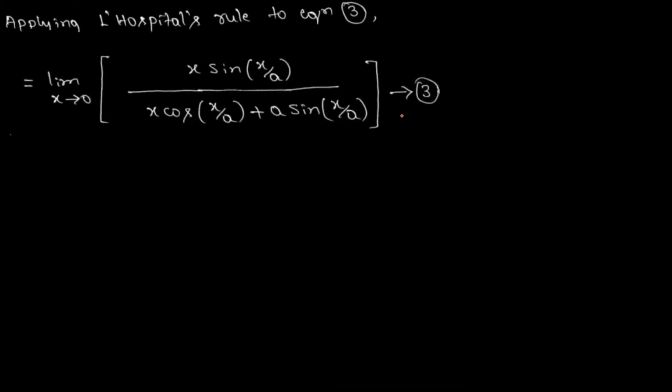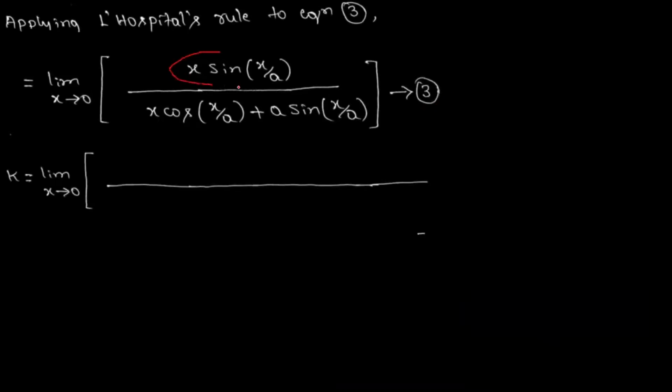I have taken equation number 3 here. To differentiate this numerator, we need to apply the product rule. First function as it is. Differentiation of sin of x by a, we need to use the chain rule as we have discussed earlier. Differentiation of sin will be cos of x by a into differentiation of x by a. If we do, we get 1 by a.